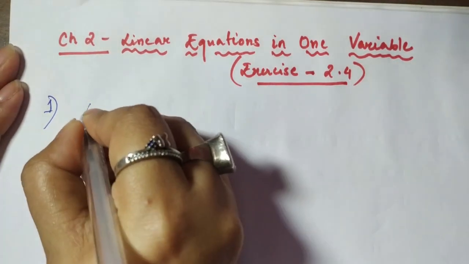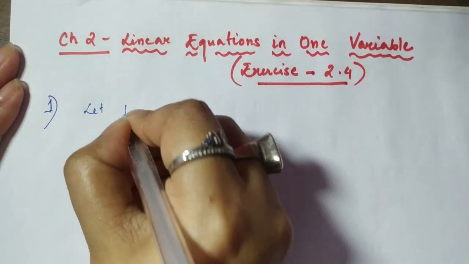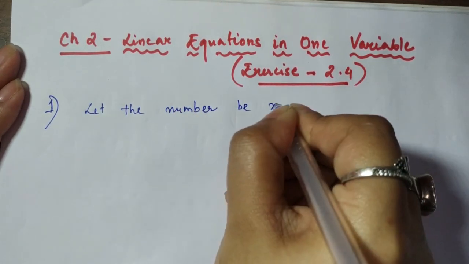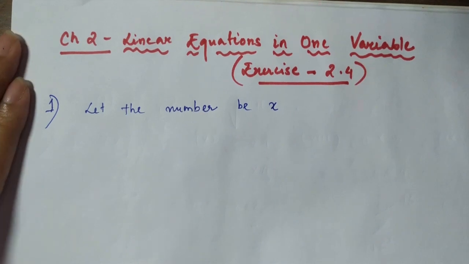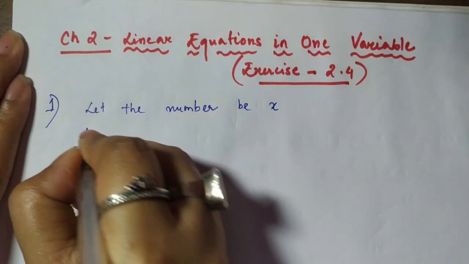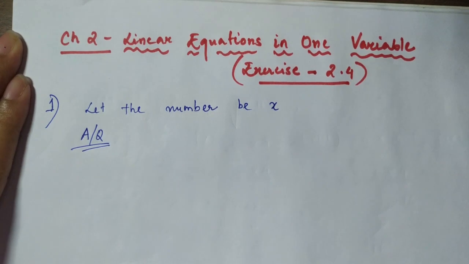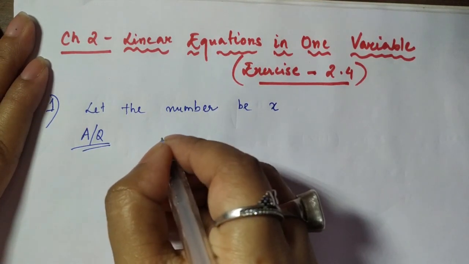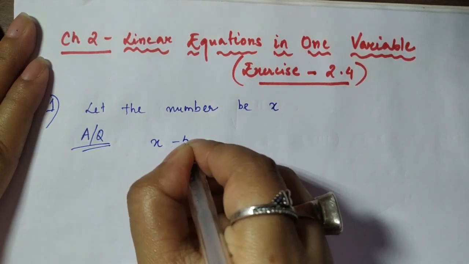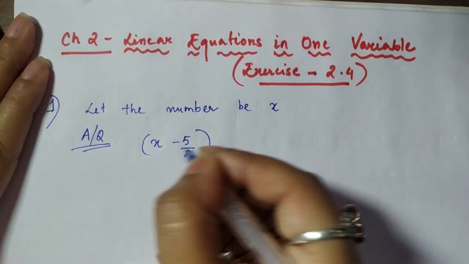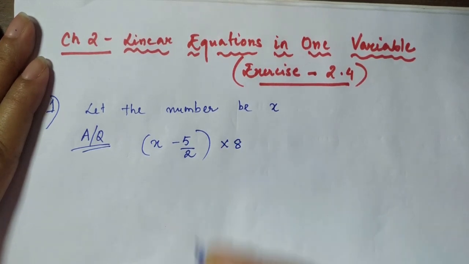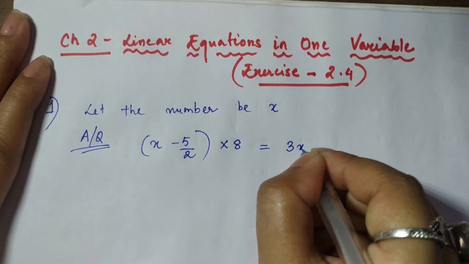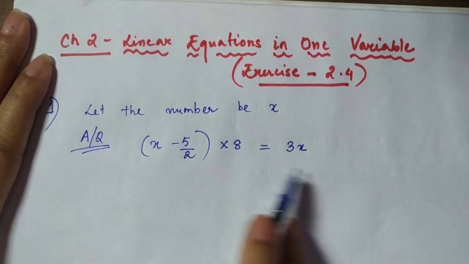First we will consider the number that Amina thought of. So let the number be x. Okay, so the number has to be found out, so I have considered the number as x. Now according to the question I have formed the equation. It is given that she first subtracts 5 by 2 from the number. So the number is x and she subtracts 5 by 2 from it and then multiplies by 8. The result she obtains is 3 times the original number. Right? So this is my equation.